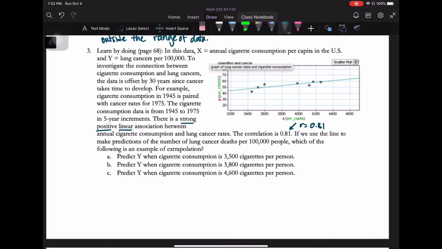If we use the line to make predictions of the number of lung cancer deaths per 100,000 people, which of the following is an example of extrapolation? Remember that extrapolation is outside of our data range, and we have data values that are around 3,400 to 4,400. The 35 is in our range, that's not extrapolation, and 38 is also in our range. Here's 35, here's 38. Now 46 out here is considered extrapolation because it is outside the data range.